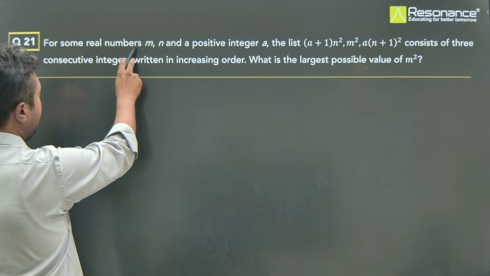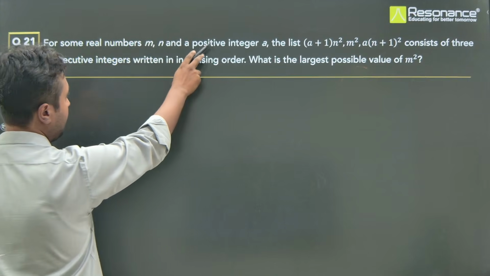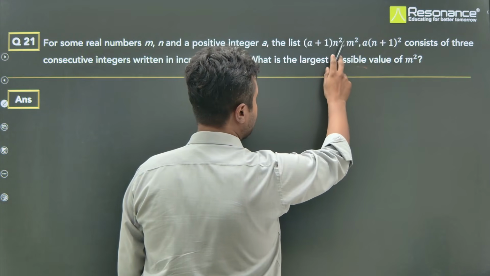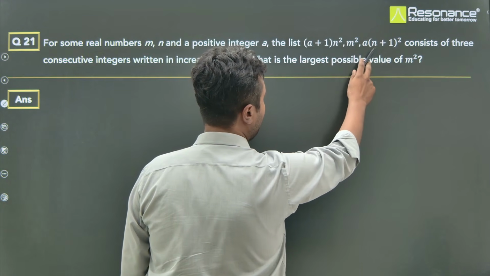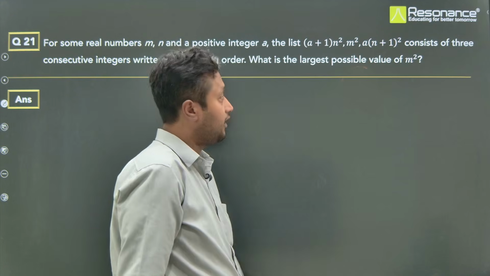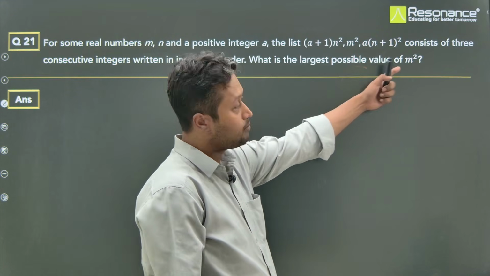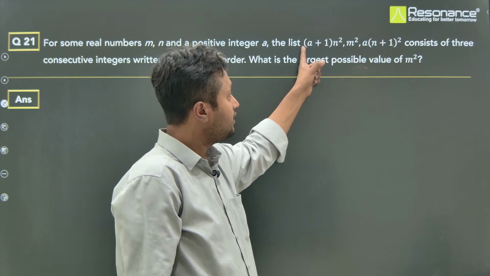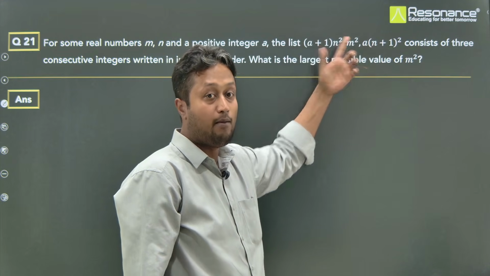For some real numbers m and n, and a is a positive integer, these three numbers, (a + 1)n^2, m^2, and (an + 1)^2, are three consecutive integers in increasing order. All right. What is the largest possible value of m^2? Note that m^2 is the middle term over here. These two don't even involve m.